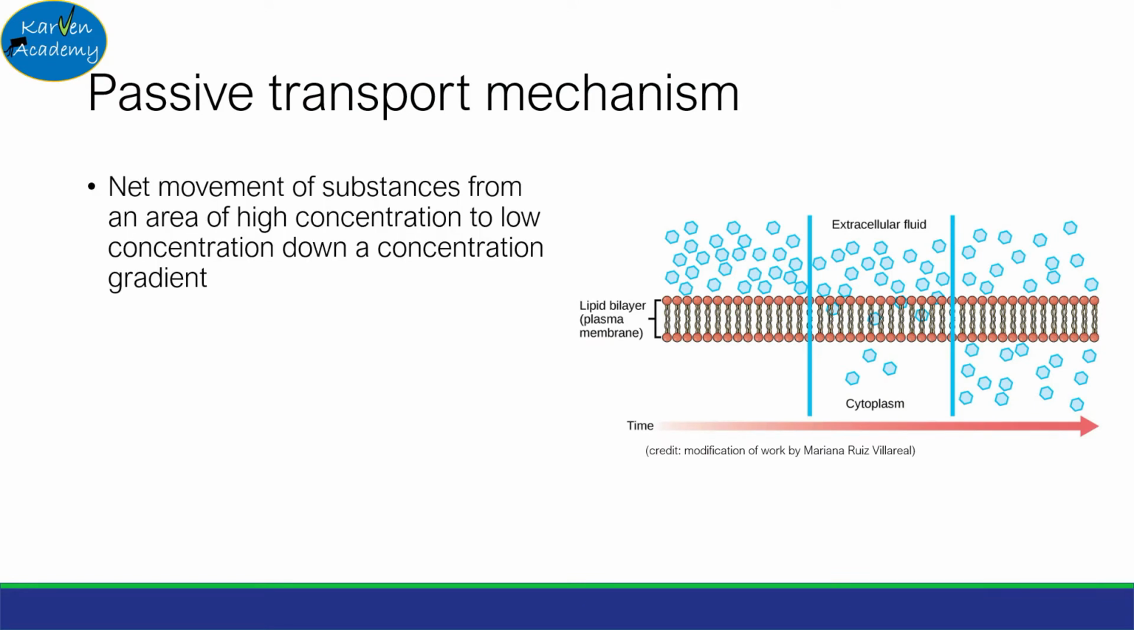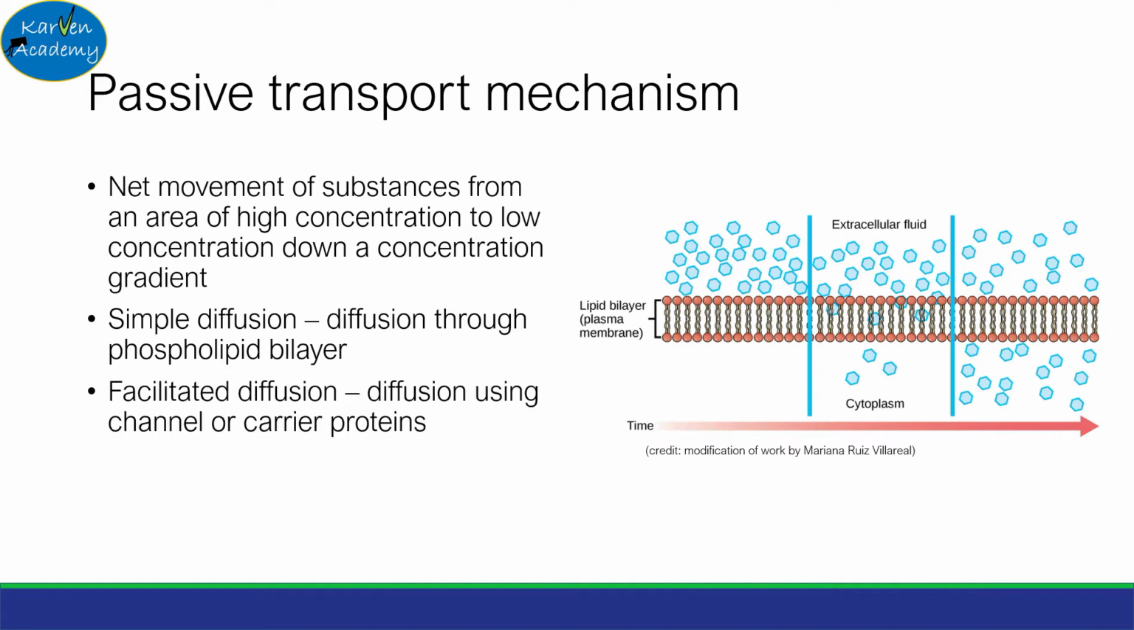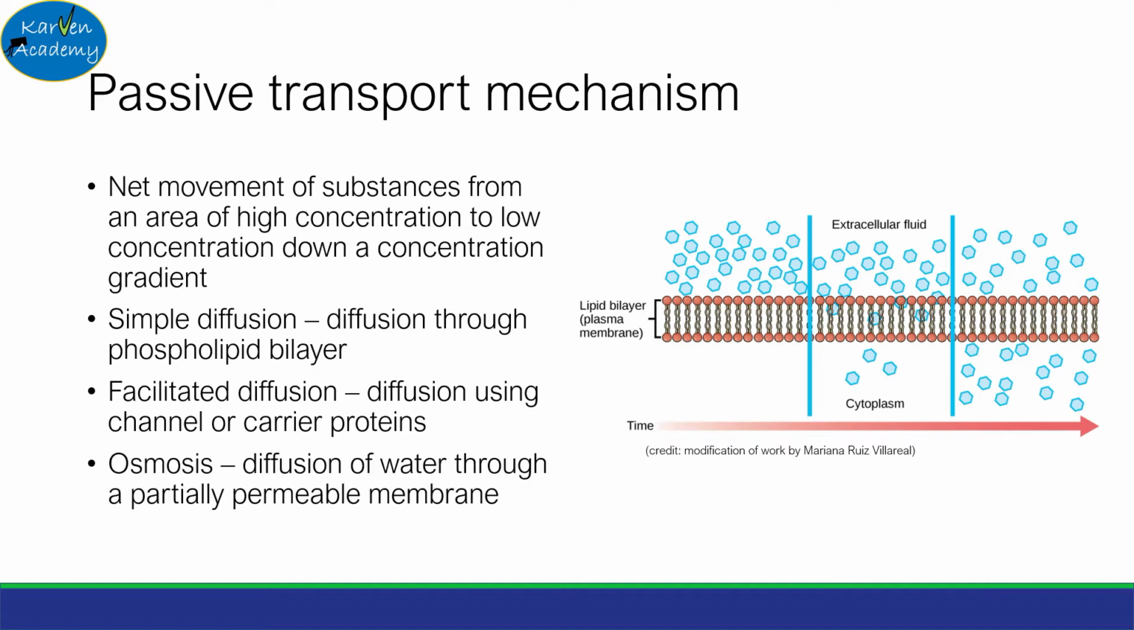So passive transport is a net movement of substances from an area of high concentration to an area of low concentration, down a concentration gradient. In passive transport, you do not require any energy. In simple diffusion, there is diffusion through the phospholipid bilayer. In facilitated diffusion, diffusion occurs using channel or carrier proteins. And in osmosis, there is diffusion of water through a partially permeable membrane.